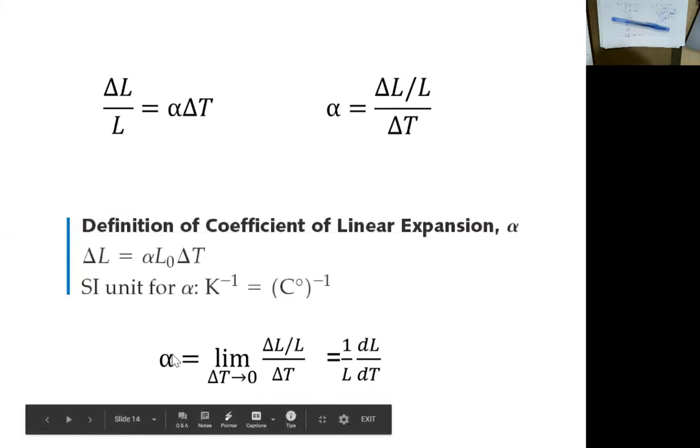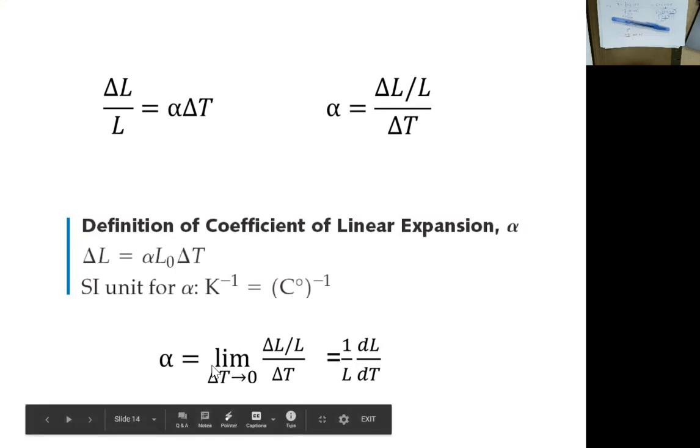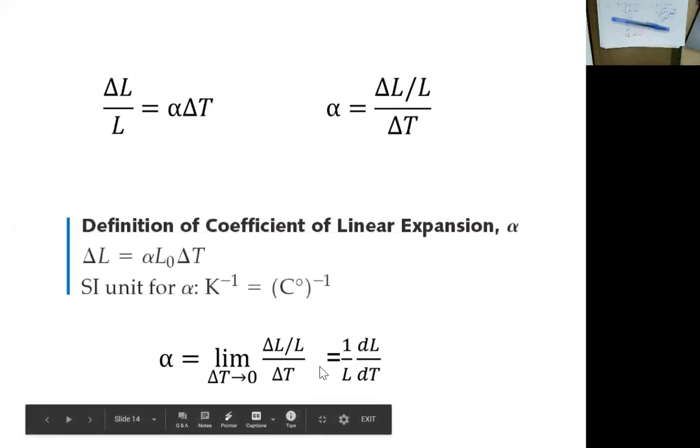Now this alpha can be written by taking the limit of delta T equal to zero. In some cases, alpha may be temperature dependent, especially when you go to the lower temperature range, very close to absolute zero, Kelvin zero. Otherwise, under normal conditions, for a wide range of temperatures, it's kind of linear. But when it's temperature dependent, then you'll be taking the derivative of L over dT, and then dividing by the original length L.